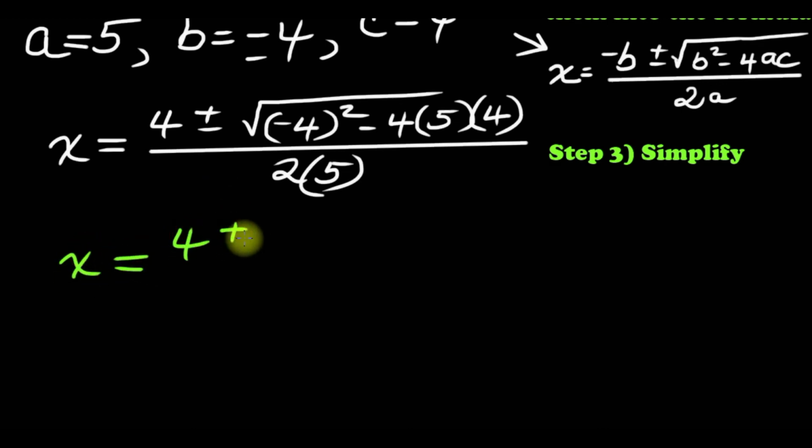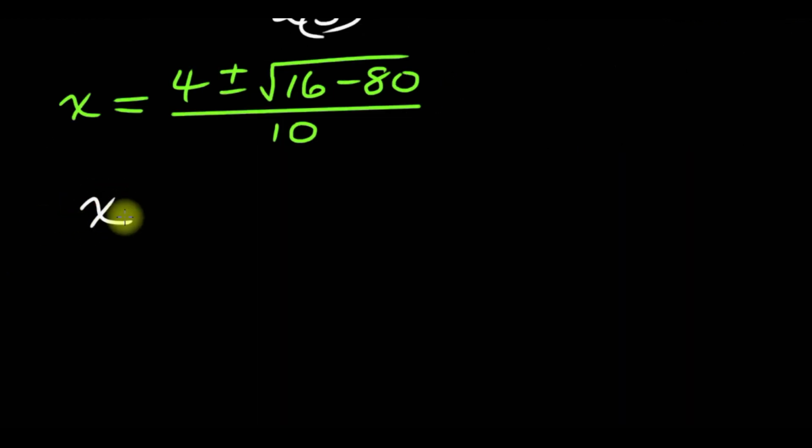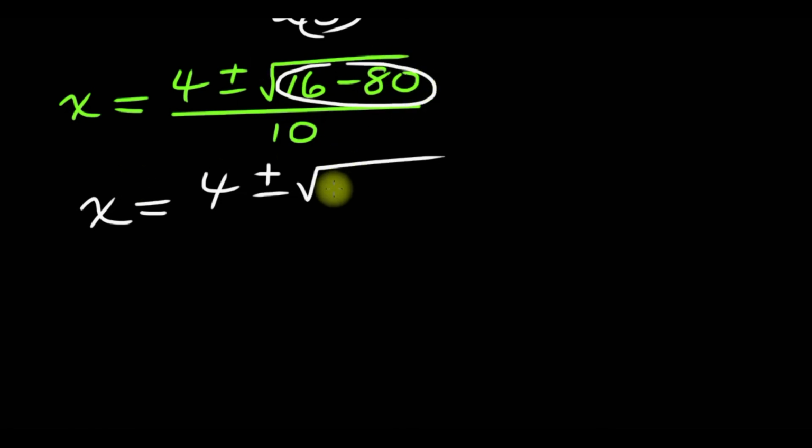So 4 plus or minus. Now here, negative 4 squared is positive 16. And then here you have negative 4 times 5, and then times 4. So negative 4 times 5 is negative 20, times positive 4 is negative 80. And then we're going to divide by 2 times 5, and that is 10. So continue. We have x is 4 plus or minus the square root of, now here you have 16 take away 80. That's going to give you negative 64, and then all over 10.